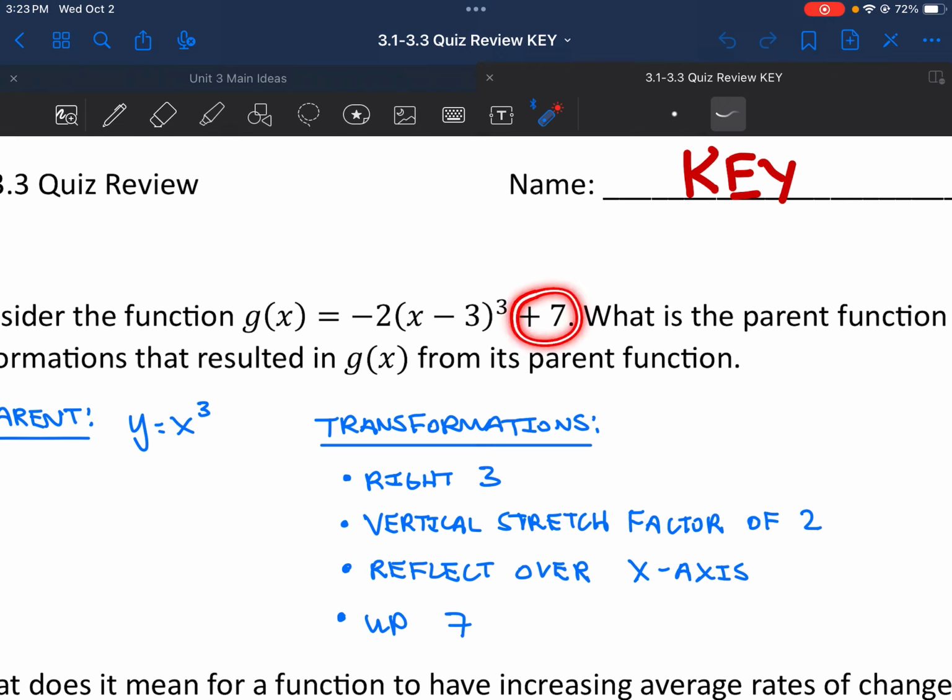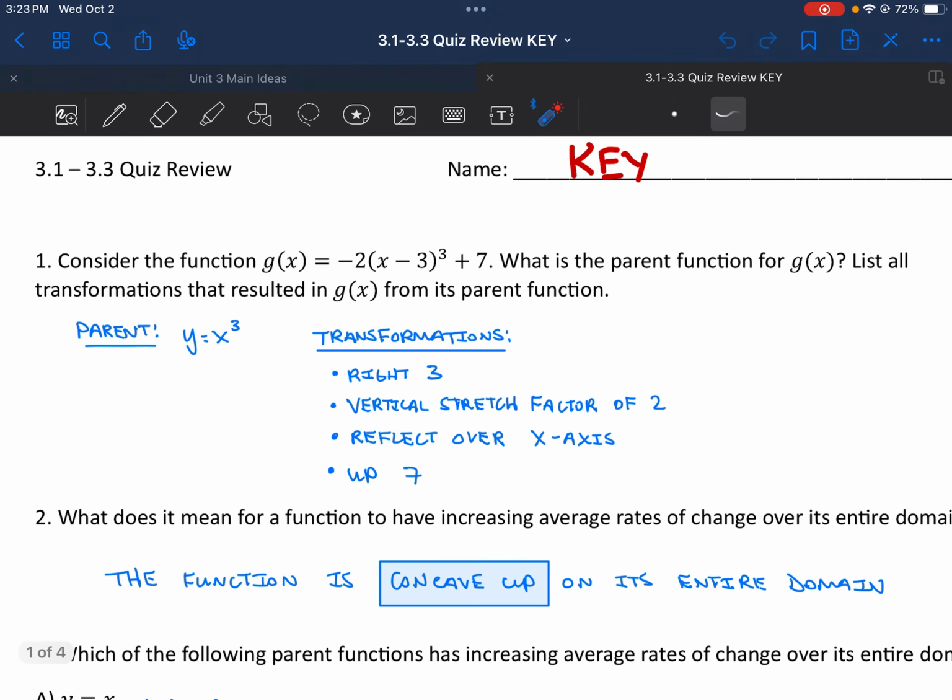And then finally, this plus 7. When you have something added or subtracted outside of the function, so this plus 7 is being added outside of the cubic part, something added or subtracted outside of the function is resulting in a vertical shift. So plus 7 on the outside is representing a vertical shift up 7.